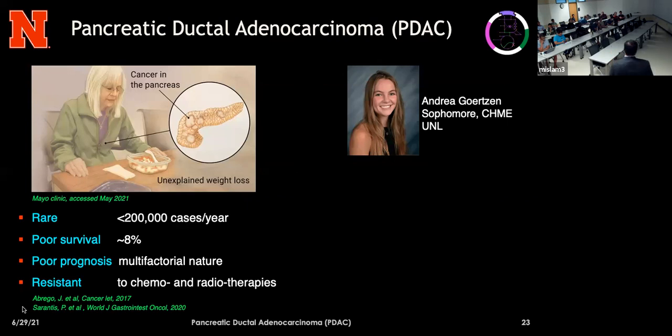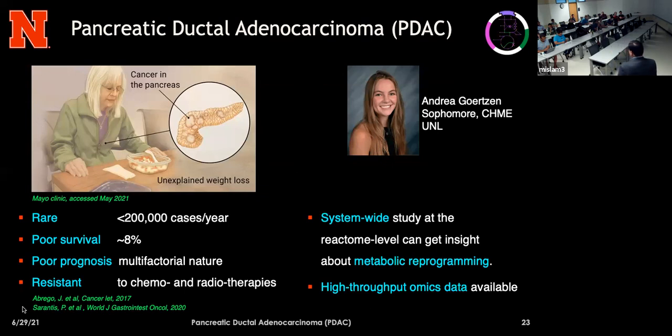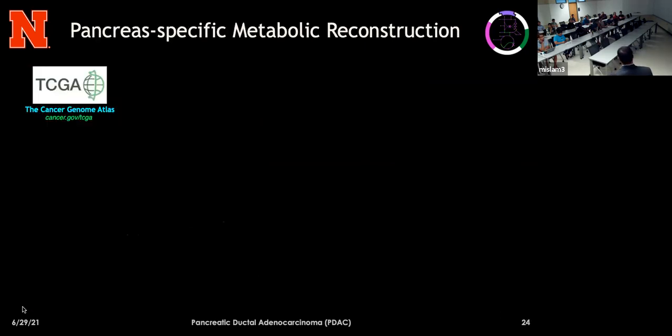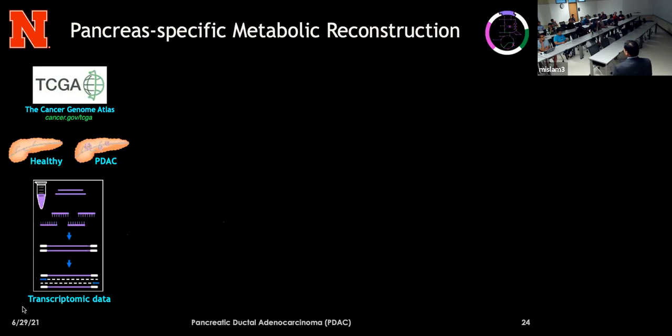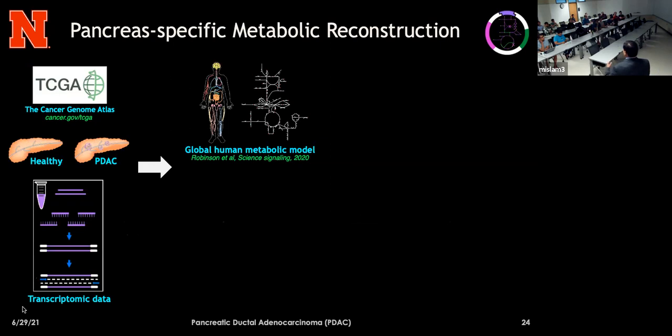So we thought we could do a reactome level study to see if we can find any significant metabolic behavioral change that will help us find new targets to develop or use different drugs. To that end, we had a lot of different omics data at our disposal, and we went to one of them, the Cancer Genome Atlas, or TCGA. We collected transcriptomic data on healthy and cancerous pancreas cells, and then we used the global human metabolic model, which is basically a consensus model of all different tissue types in humans, to customize a model for the human pancreas.